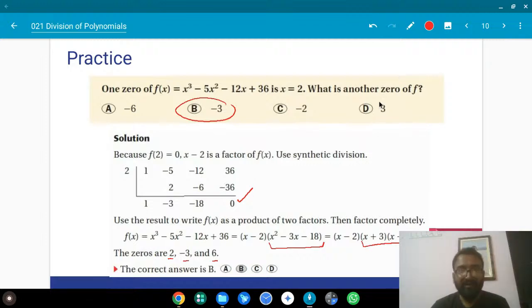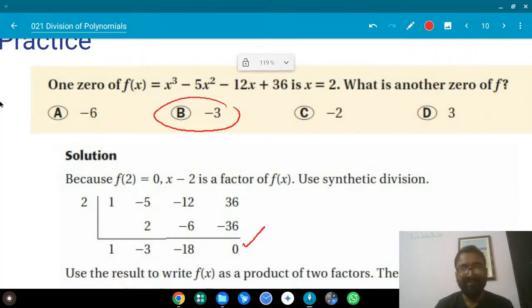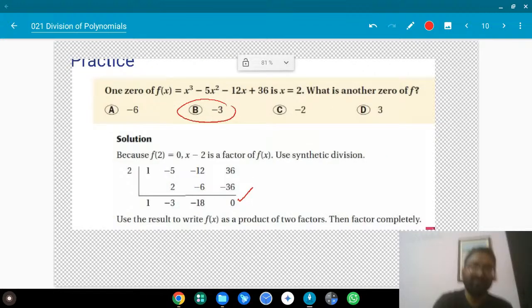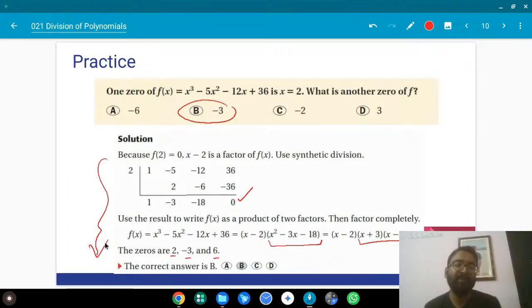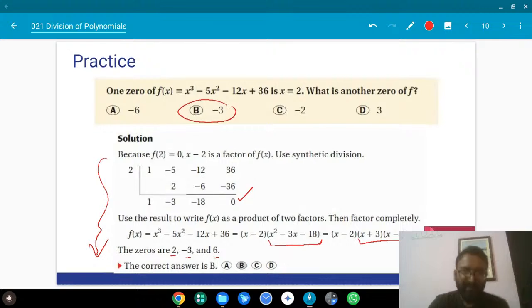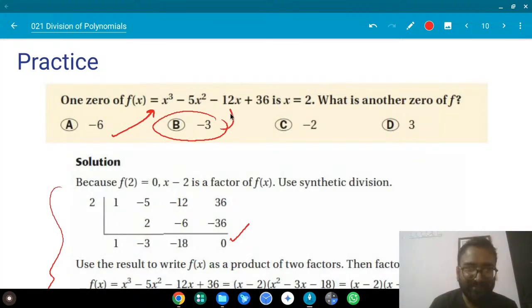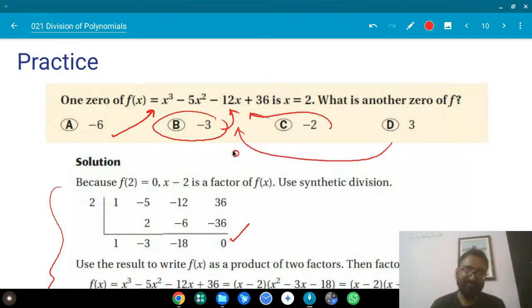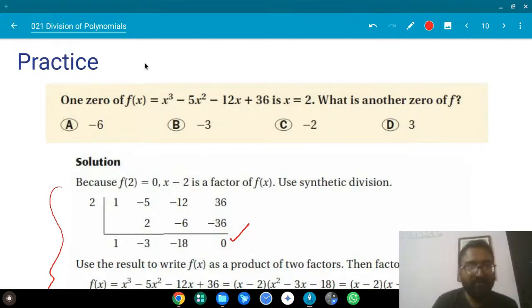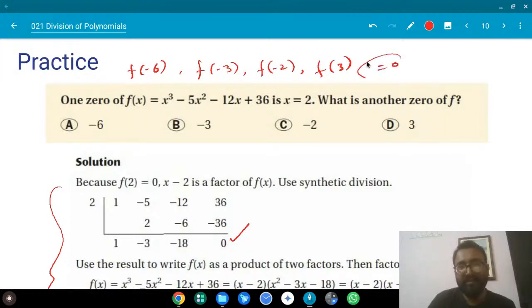Or here, there is a reverse approach as well. If you don't want to do the entire process, since it's an MCQ only, you can try directly. Substitute each option; whichever gives 0 is the zero. Are you getting the logic? Find out f of minus 6, or f of minus 3, or f of minus 2, or f of 3. Whichever gives 0, that is the hero. Okay.